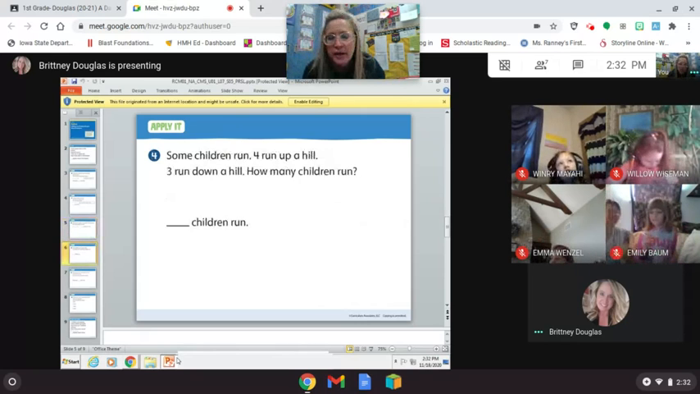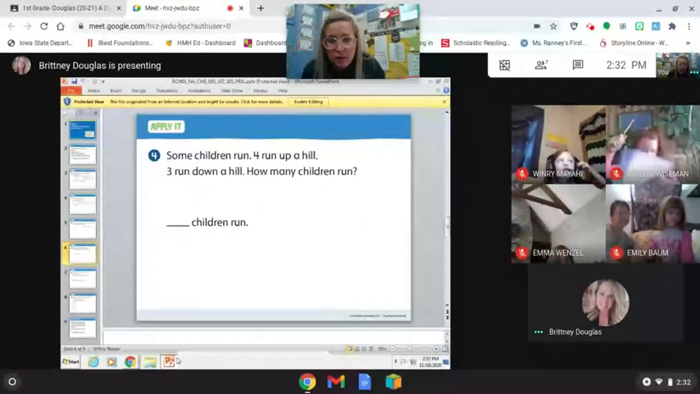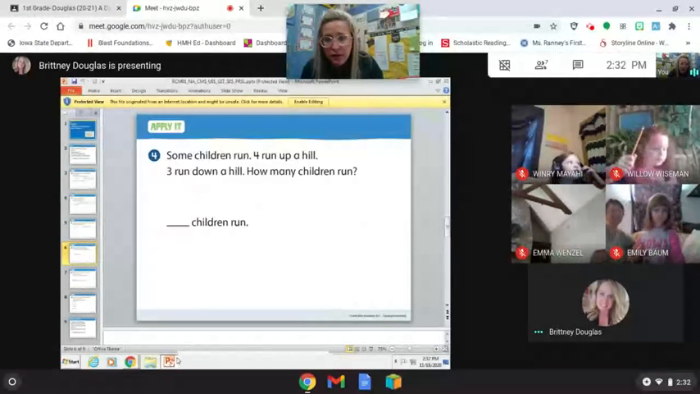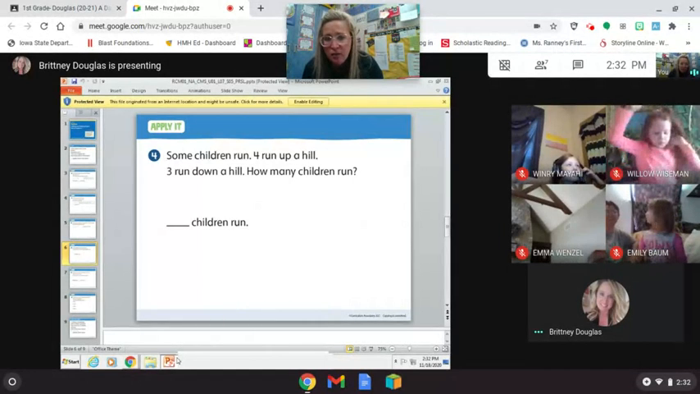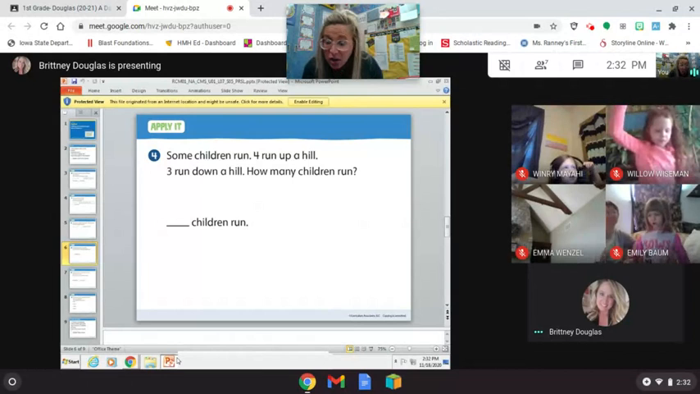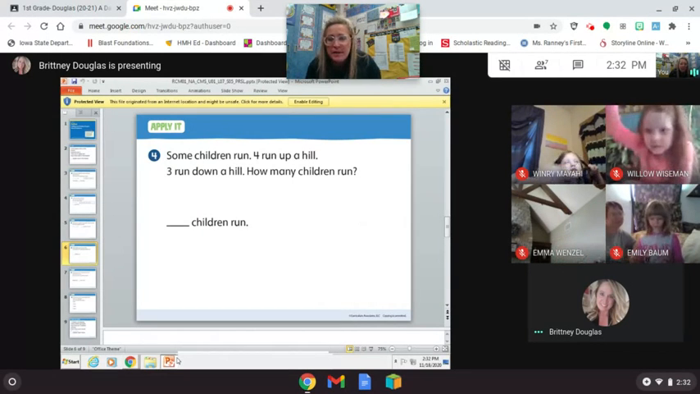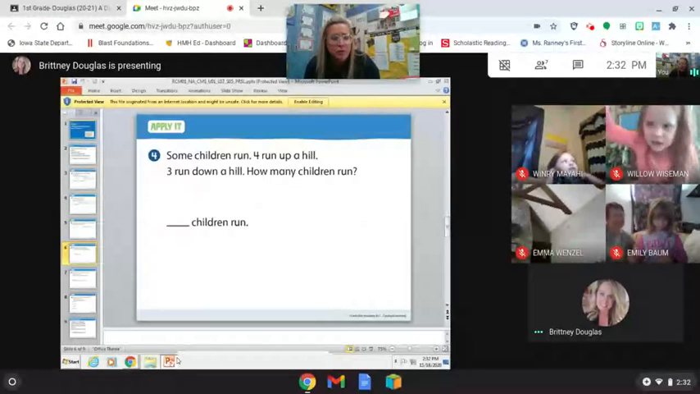Here's the next one. Some children run. 4 run up a hill. 3 run down a hill. How many children run? So it gives you 2 numbers, and it wants to know how many children run in all. When we know that they're asking how many in all, we are adding. Ella, what do you think we do on this problem?